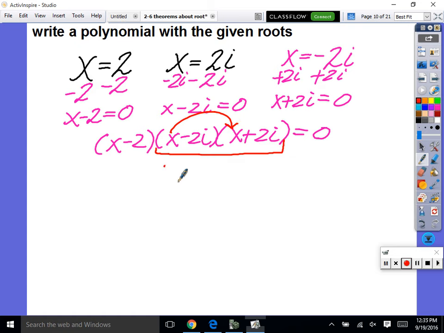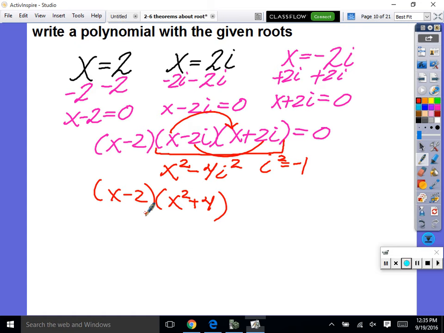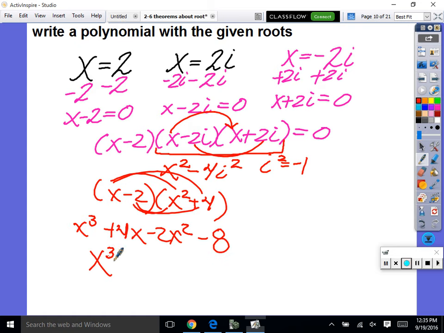X times x is x squared, x times negative 2i is negative 2ix, and positive 2ix. I'm not going to multiply the middle term in, because the negative 2ix and the positive 2ix cancel out. So negative 2i times positive 2i is negative 4i squared. We know i squared is equal to negative 1, correct? So it'll be plus 4. So we have x squared plus 4, right? And then we have x minus 2. And now we can distribute. X times x squared is x cubed, plus 4x, minus 2x squared, minus 8. In standard form, that's x cubed minus 2x squared plus 4x minus 8.